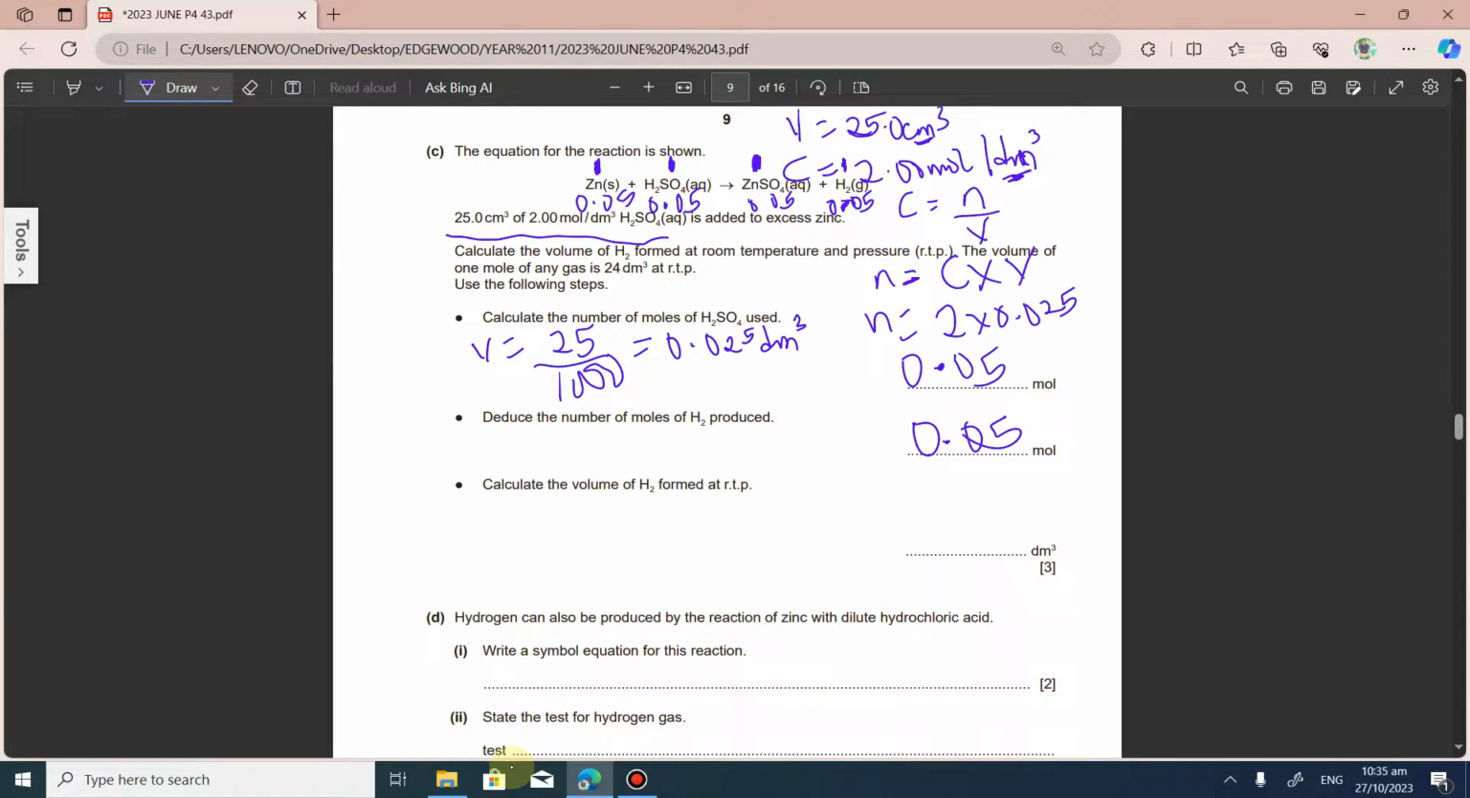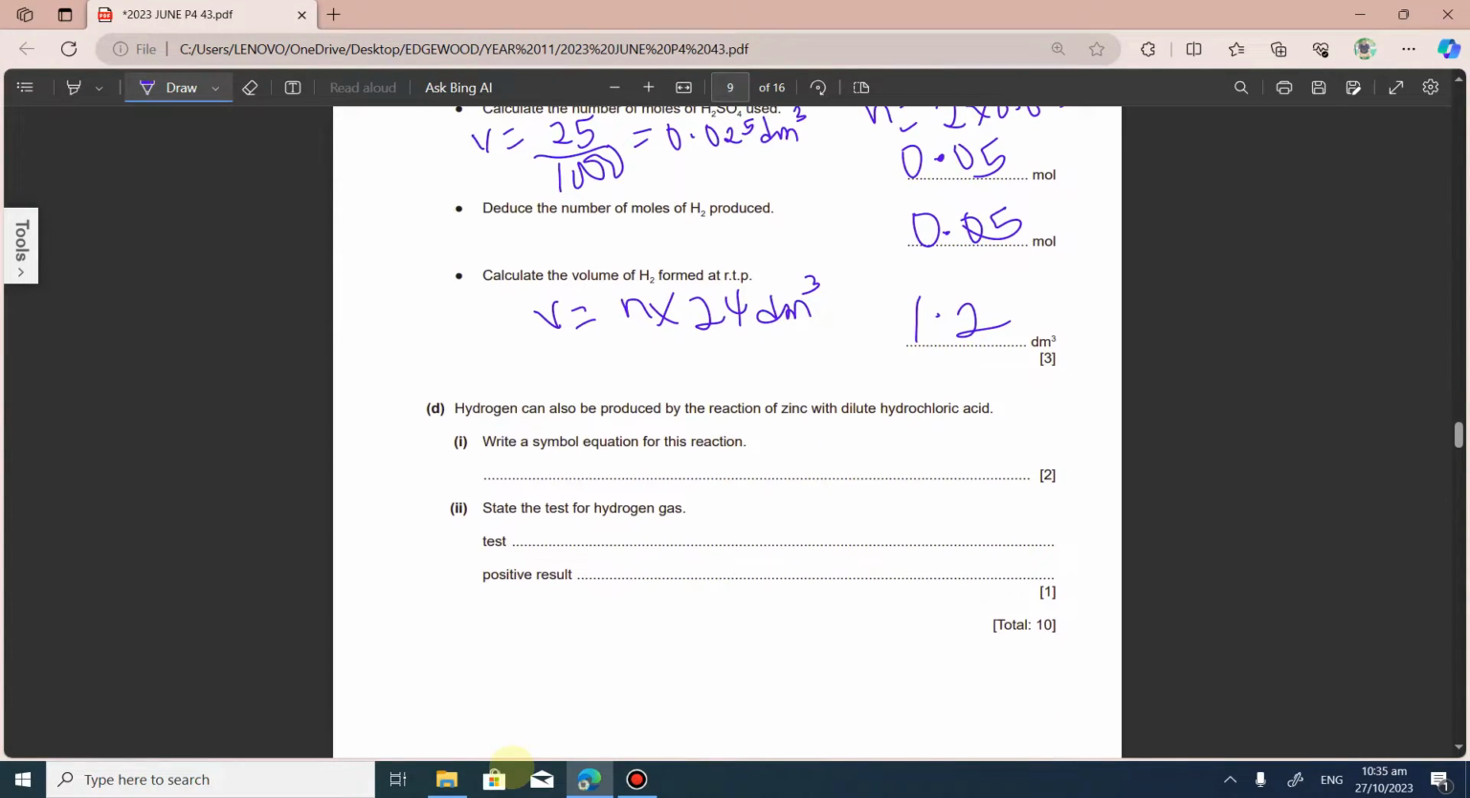Now, calculate the volume of hydrogen formed at RTP. To calculate the volume of hydrogen formed at RTP, it's simply the number of moles of the hydrogen produced times 24 dm cube. That's as simple as it is. So just do 0.05 times 24, and we have 1.2 dm cube. So that's how to get the volume at RTP.